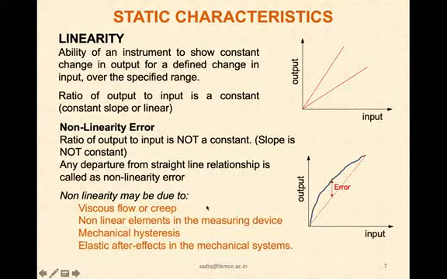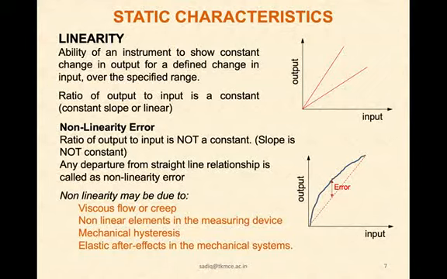Non-linearity can be due to various reasons, like if the instrument involves some viscous flow, or has some creep in the material, or has non-linear elements in the measuring device itself, such as a spring. If there is mechanical hysteresis due to residual stress, or elastic after-effects in the mechanical systems, these are a few of the reasons that will cause non-linearity in the measurement process.